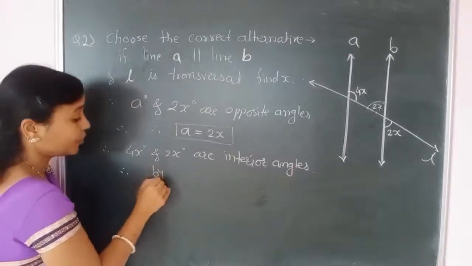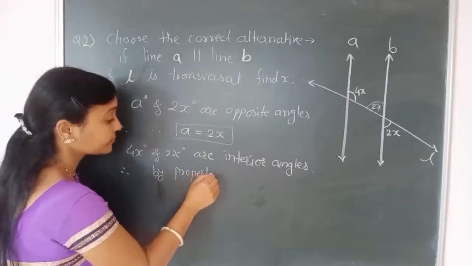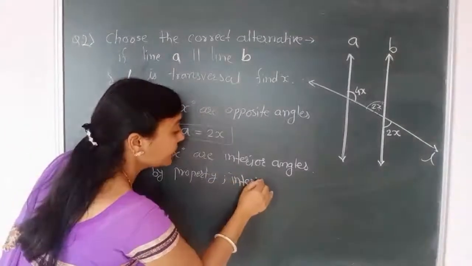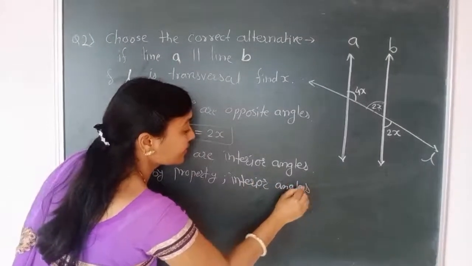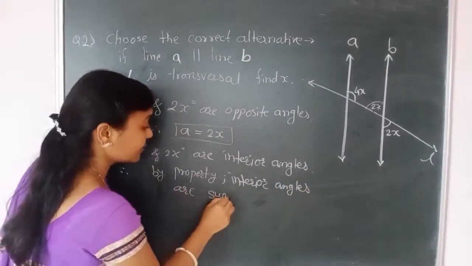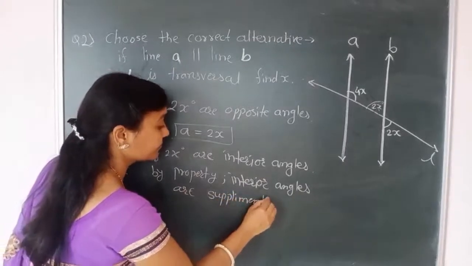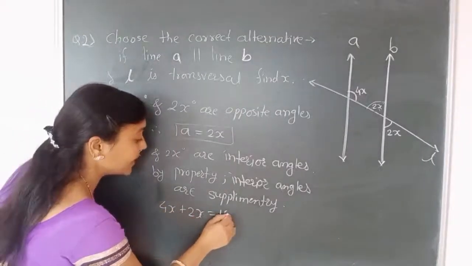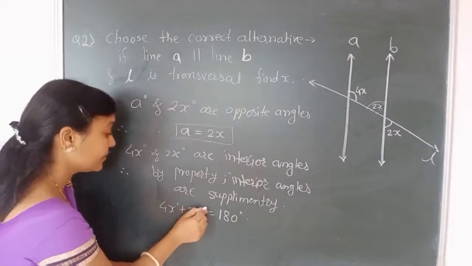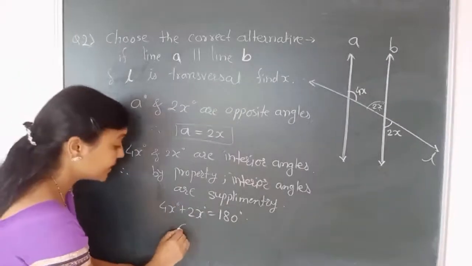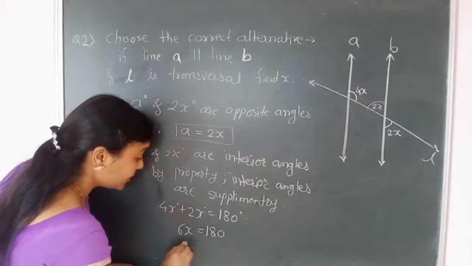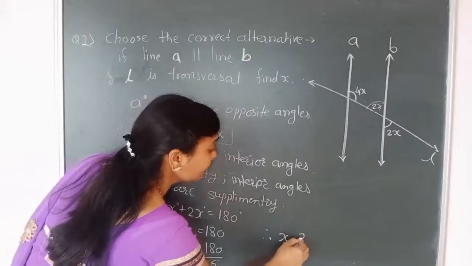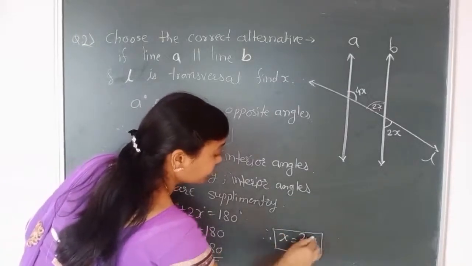Therefore, again by the property of interior angles, interior angles are supplementary. That is, the sum is 180 degrees. 4x plus 2x, 6x, is equal to 180. Therefore, x equals 180 divided by 6, and therefore x is equal to 30 degrees. This is the value of x.